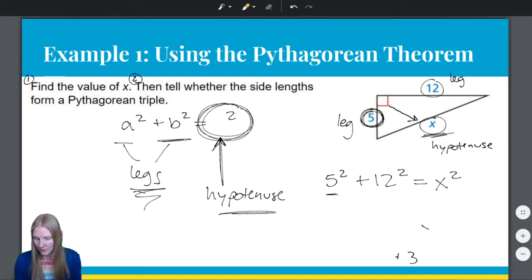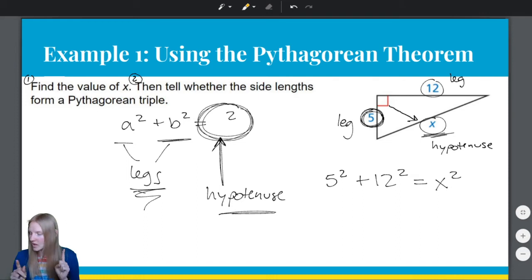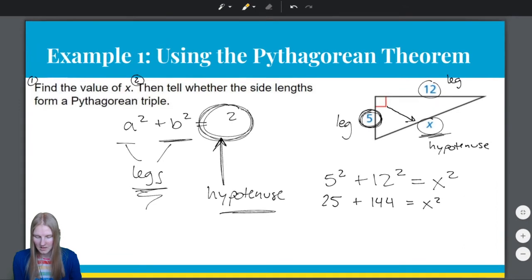So, beautiful. This equation is going to take us home. It's going to help us finish the problem. 5 squared plus 12 squared equals x squared. Let's take 5 squared is 25, plus 12 squared is 144, equals x squared. Now, 25 plus 144 is 169.